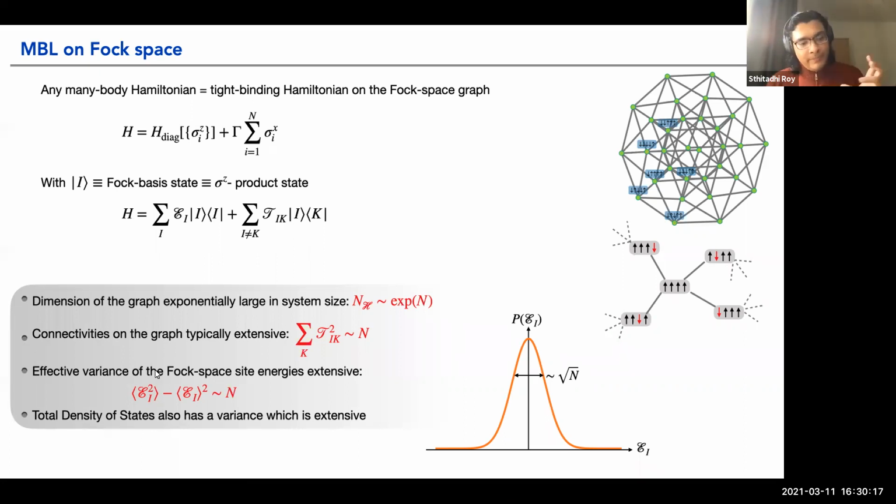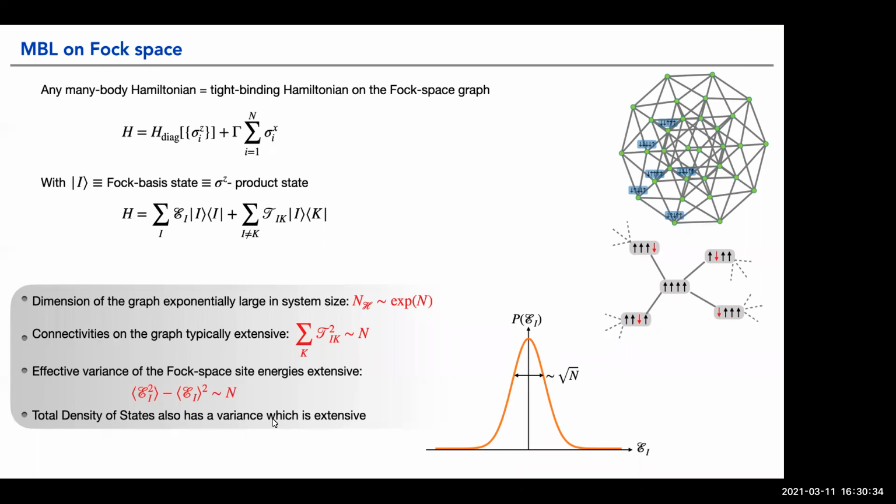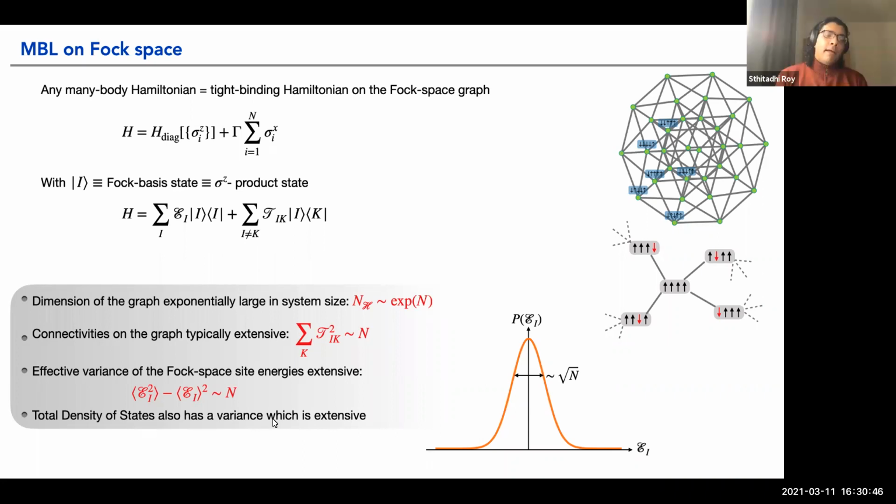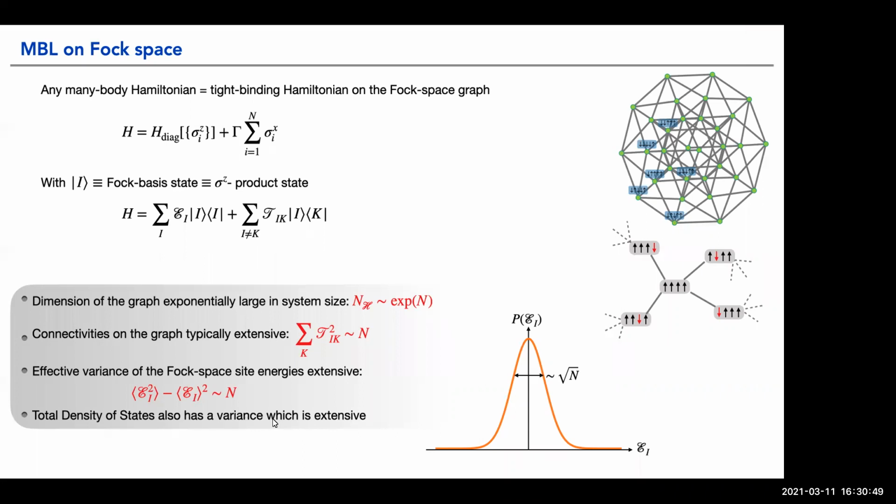And if you put together the fact that the effective variance of the Fock-space site energies is linear in system size and the connectivities are typically extensive, you can also immediately infer that the total density of states has a variance which is extensive. So within this, sorry, sure. One question. This effective variance scaling as n, is this a statement about disordered systems only? Because this would not be true if I just give you some arbitrary potential energy, right?